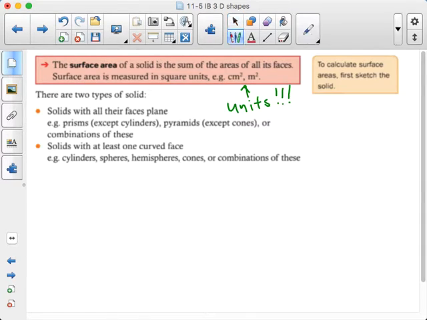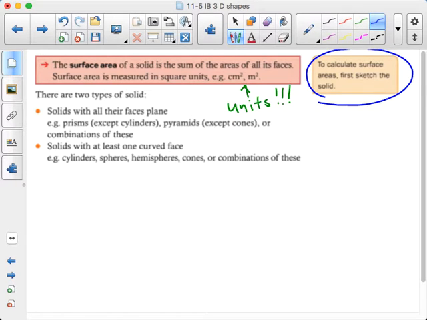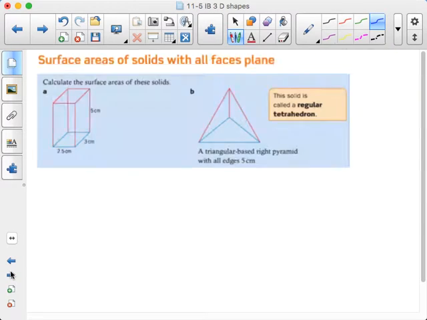And I also suggest, this is really, really good advice, right? To calculate surface areas, first sketch the solid. So here they have the solids sketched for us. Let me work through some of the surface area questions, right? So here we are calculating the surface area of these solids.